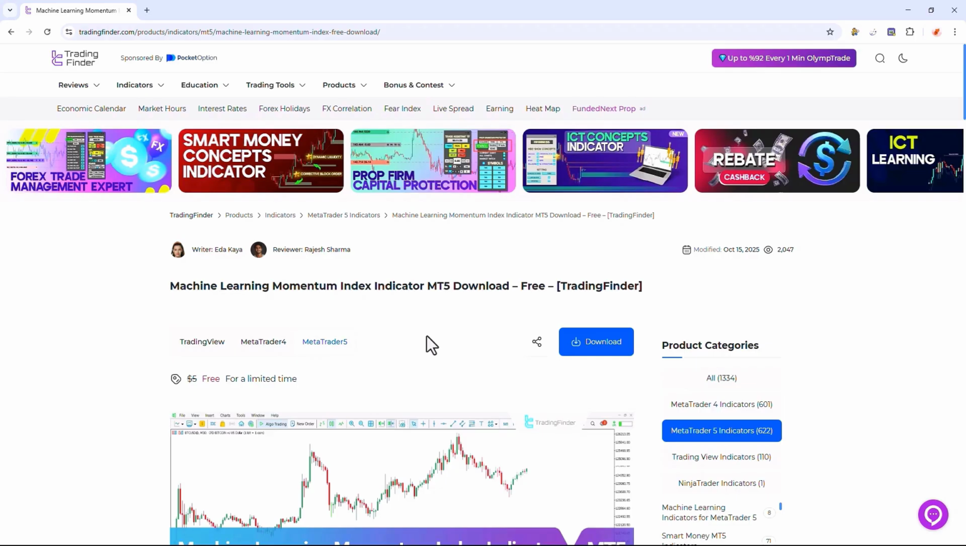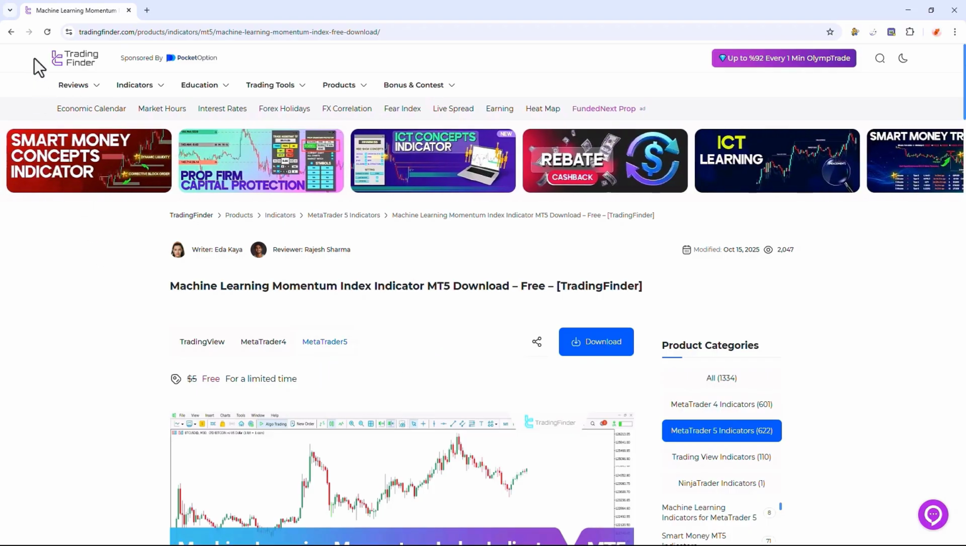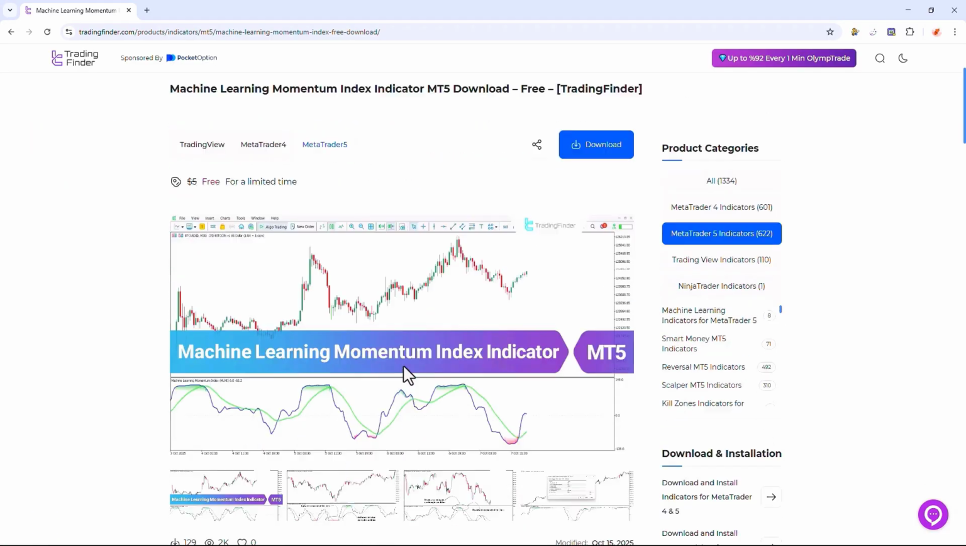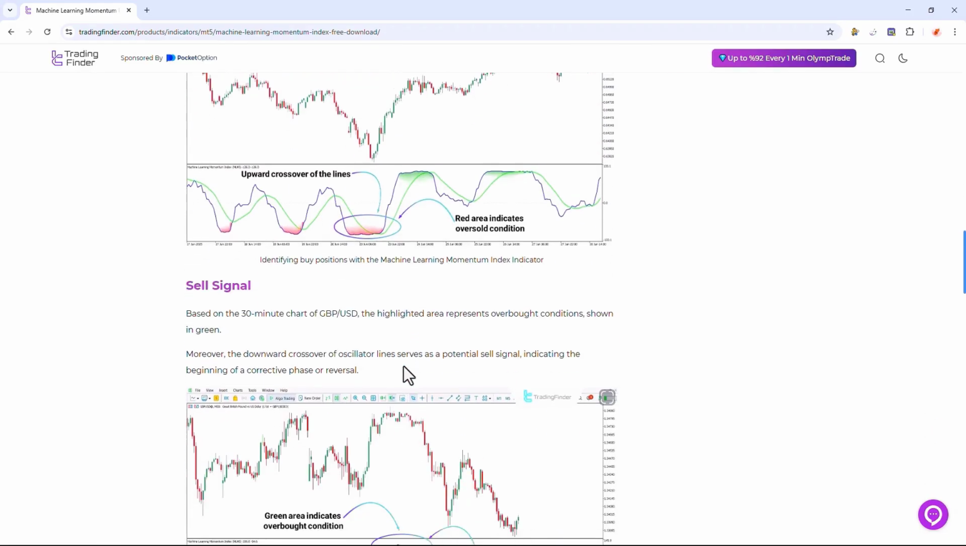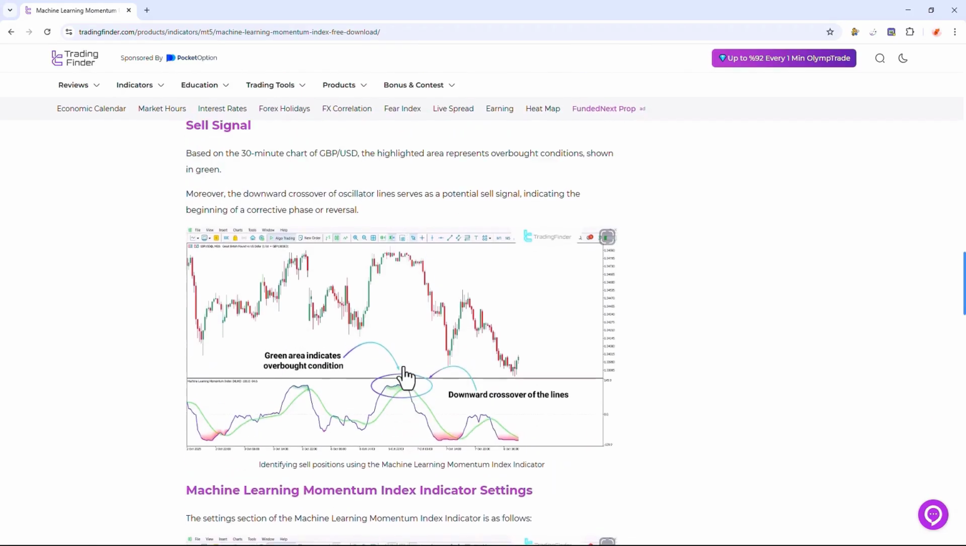The Machine Learning Momentum Index indicator is available for various platforms on the TradingFinder website. Traders can download the indicator file for MetaTrader 4 and MetaTrader 5 platforms from this section, and to learn how the indicator works and operates, they can read this page.